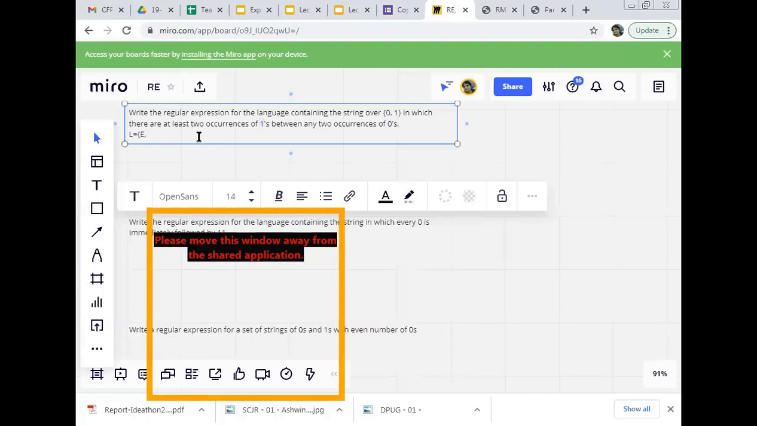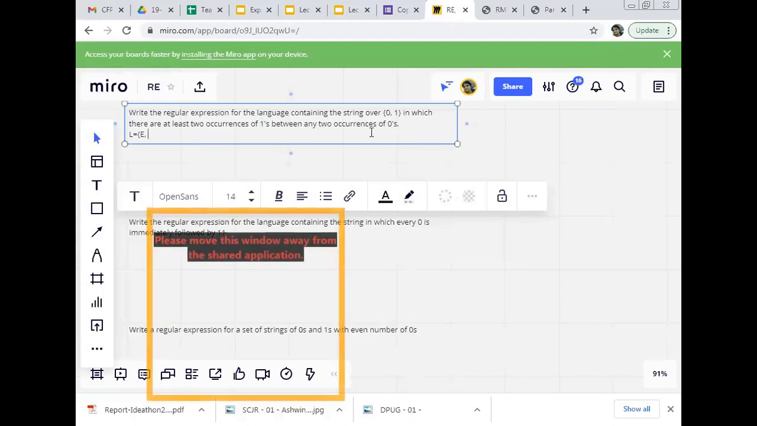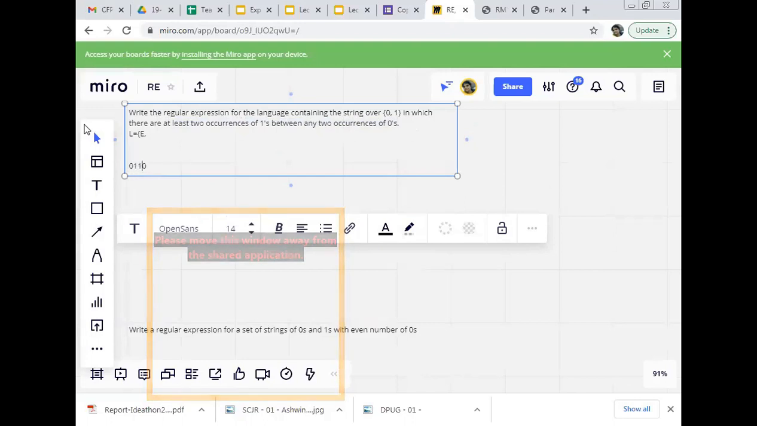Can we have it? Students, please put it in the chat. Saket says no, we cannot have. Raj says no, fine. Any other answers? Students, please understand the question again. Read the question. At least two occurrences of ones. What do you mean by two occurrences of ones? If I have two zeros, I cannot have this string, right? If I have two zeros, then I should have at least two or more ones.